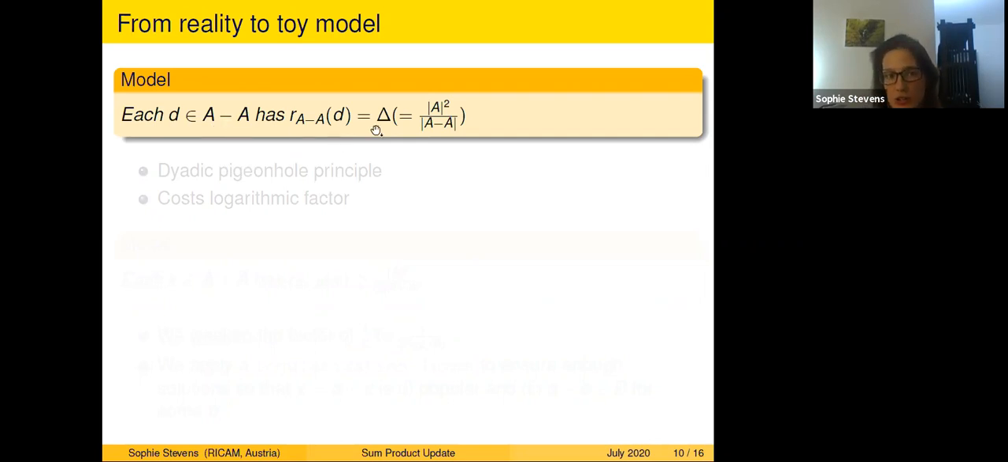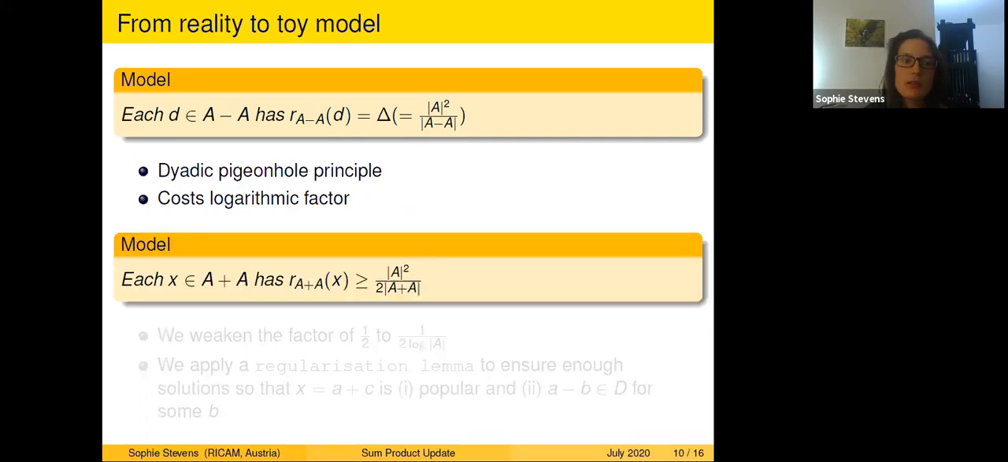In the first toy model, I said that every element of the difference set has got the same number of representations. So actually getting rid of this model isn't particularly difficult. We apply the dyadic pigeonhole principle. That is, we're going to partition the set A minus A into subsets, so that for every D inside each subset, there's between, say, delta and 2 delta representations. This is going to cost us a logarithmic factor, which, when you rearrange, gives us a product of logarithmic factors. But I said that we only care about the exponent, so we're happy to pay that price.